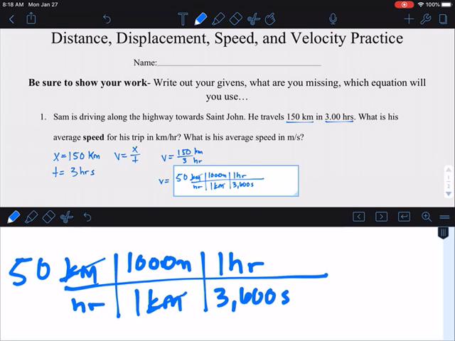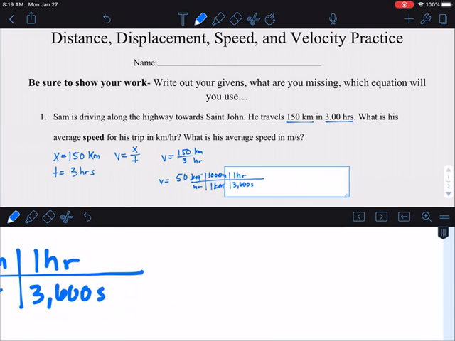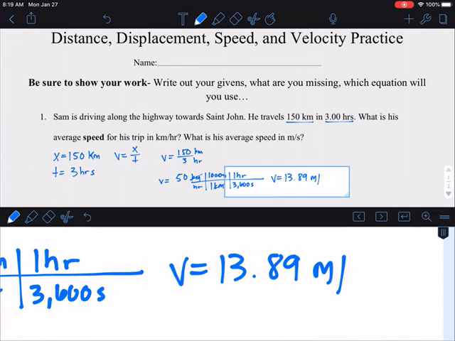So I've got 50, 1,000 on top, so I'm going to multiply by 1,000, and then I'm going to divide by 3,600 since it's on the bottom. And I get an answer of 13.88, so I'm going to round up to 8.9 meters per second.